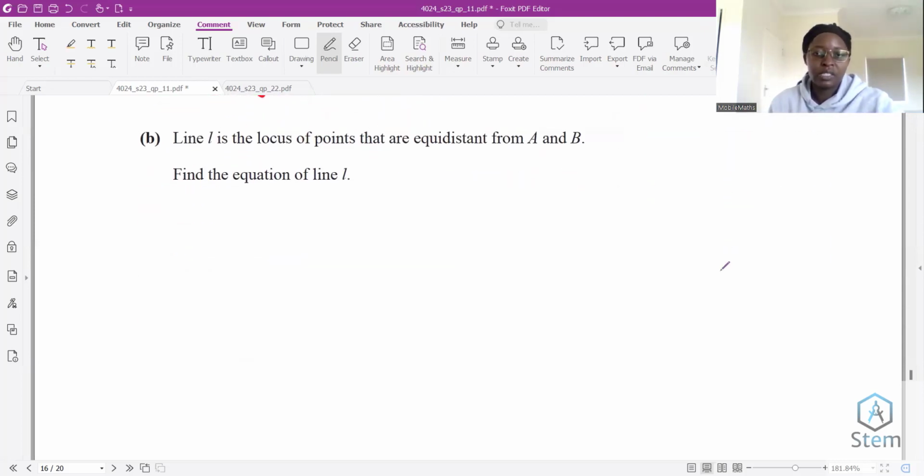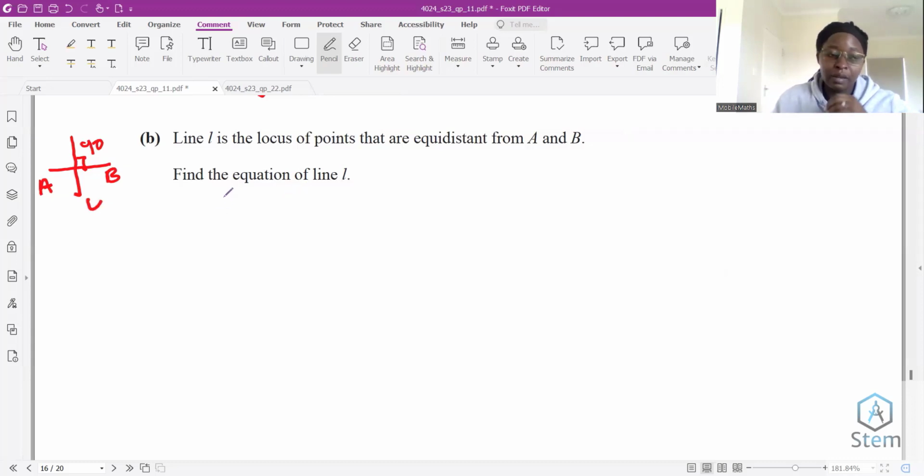Then the next question is saying line L is the locus of points. Locus of points is a line that, if I have AB, this will be my A, and this will be my B, it's going to pass through the center, making 90 degrees here, something like that, okay? That's the locus of points equidistant from point A and point B. So they're saying find the equation of L. So we want to find this L here.